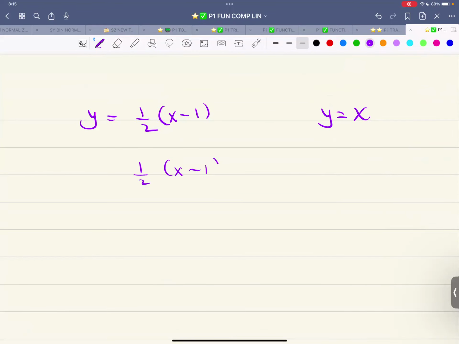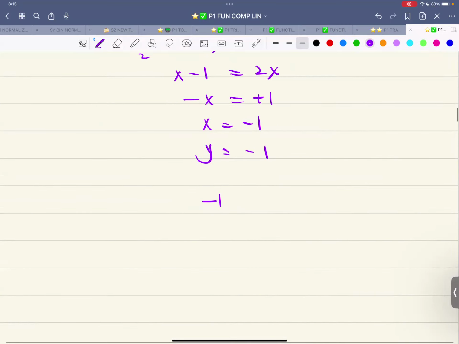Half x minus 1 is equal to x. x minus 1 is equal to 2x. And then x minus 2x, negative x is equal to +1. Therefore, x is -1. Therefore, y is -1. Therefore, the point of intersection is (-1, -1).